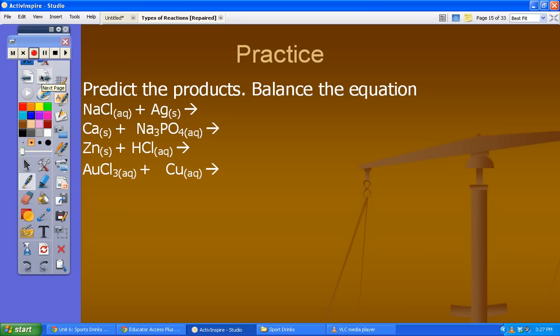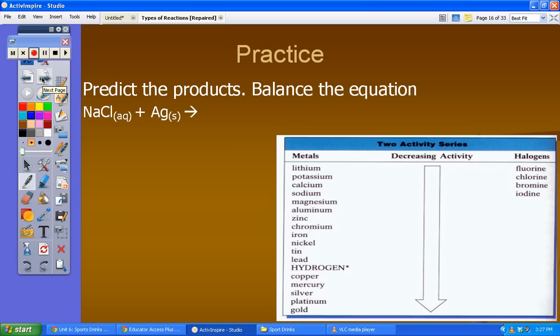So predicting the products, here's 4 examples I'm going to go through. If you want to look at one of these, you certainly can, but this might take a little bit longer on the presentation. So here's the first one. What we want to look at is silver here. Silver is +1, which is going to replace the sodium. So that's going to come in here and knock this guy off. So we're going to get silver chloride plus sodium.